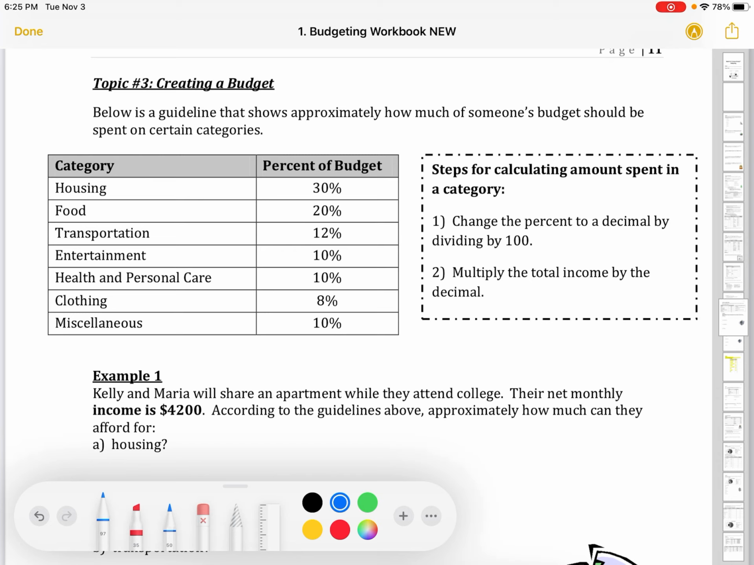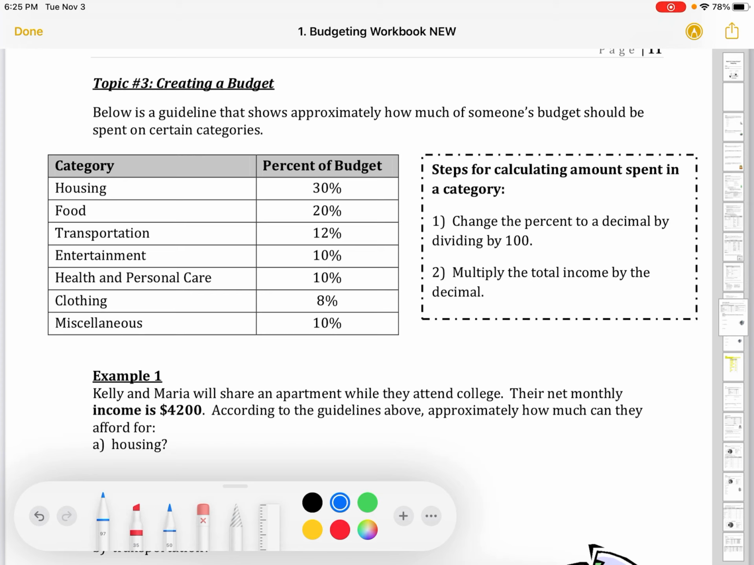Here is a guideline that shows approximately how much of someone's budget should be spent on certain categories. Of course, there's a plus and minus, depending on where you live for housing and food and transportation. But you want to make sure that your needs are looked after before your wants, right? So you have to put a little bit more towards housing and food and transportation than you might towards entertainment or clothing.